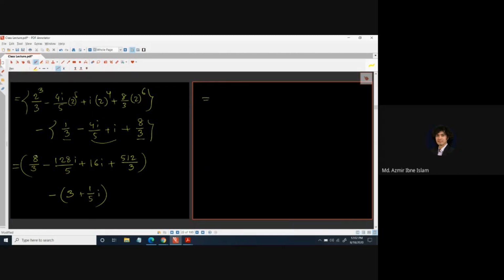So 8 over 3 and 512 by 3, let's add these two. You should keep your answer in the form a plus bi, that means in standard form. So we have 520 by 3. If we add these two, that means negative 128 over 5 plus 16 equals negative 48i over 5. So this is for the first part, negative 3 plus i by 5.